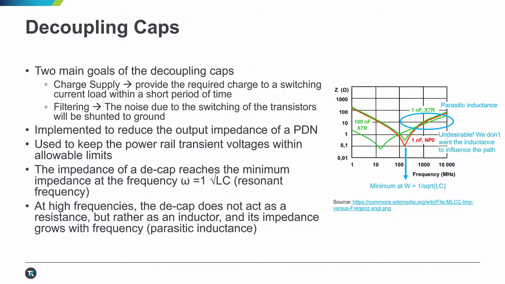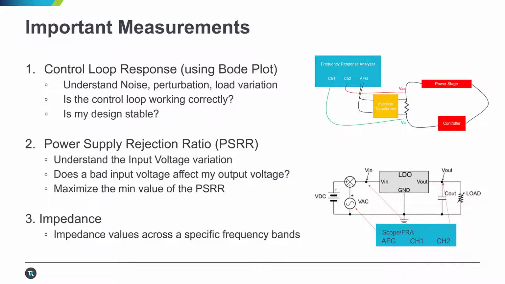But keep in mind that obviously capacitors exhibit their own impedance profile over a frequency range, and the frequency at which the impedance is lowest is what we call resonance frequency. So that's the desired range where we'd like to operate the power supply given the capacitors used within the PDN. At high frequencies, capacitors actually behave like inductors, and this leads to what we call parasitic inductance.